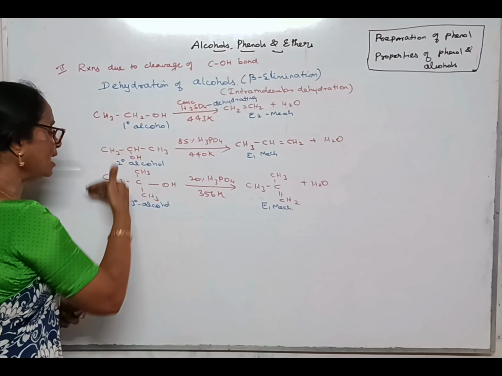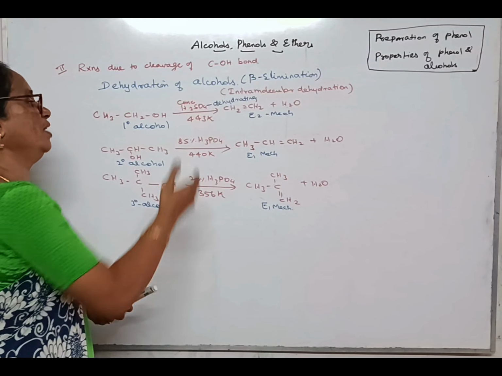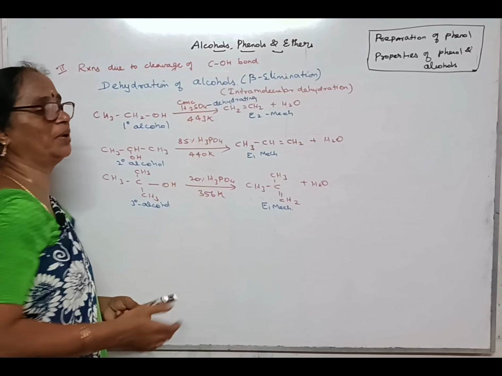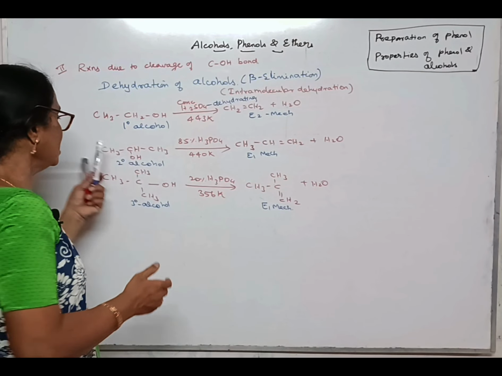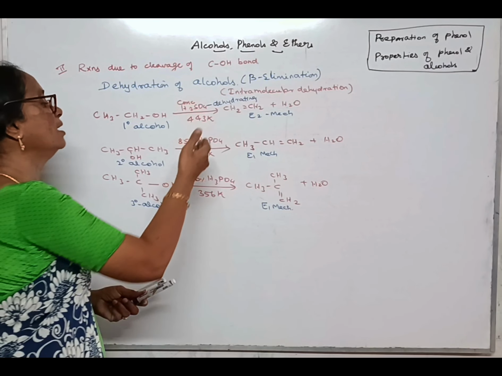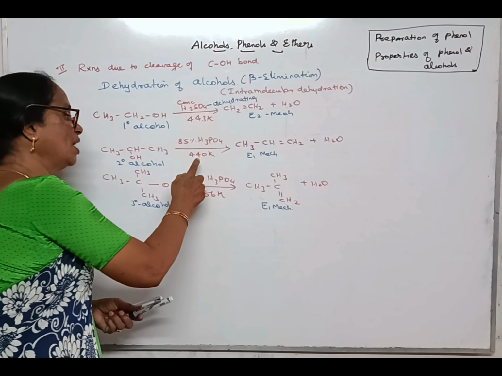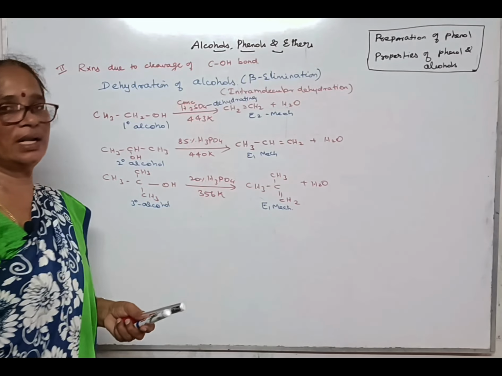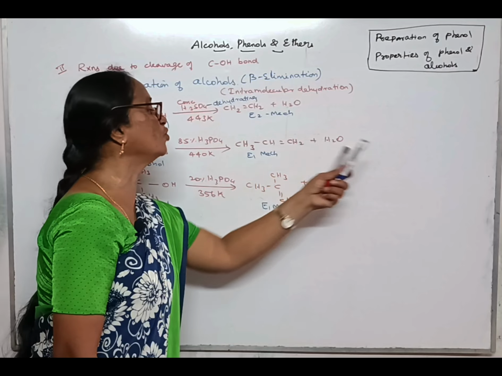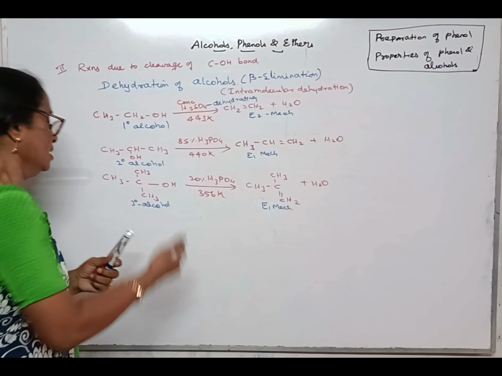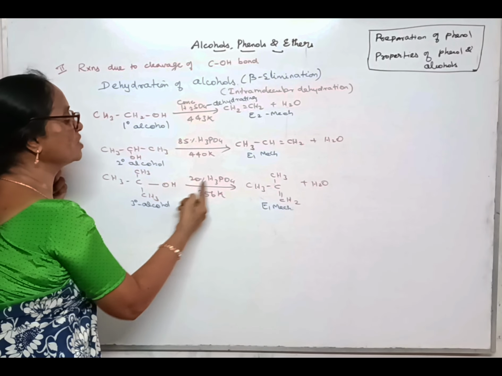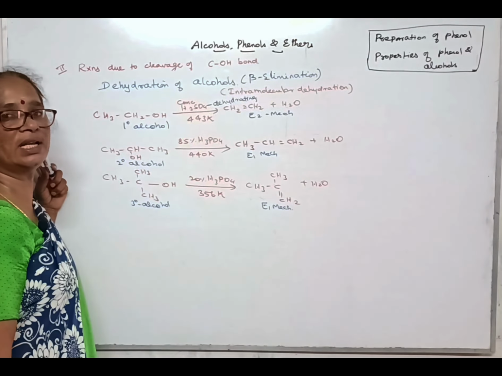But for secondary and tertiary alcohols, we do not take concentrated sulfuric acid, and we do not keep the same temperature. Here for secondary alcohol, we take 85% orthophosphoric acid, a weaker acid. The temperature is also reduced to 440 Kelvin. There the reaction proceeds to form alkene and water. Similarly, for tertiary alcohol, the concentration of orthophosphoric acid is reduced to just 20%.